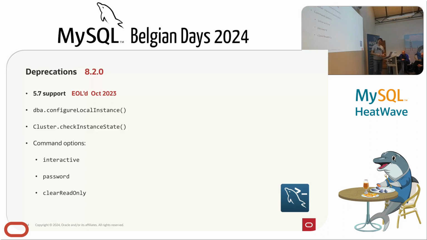In 8.2, we did some deprecations: 5.7, like I was saying, it's EOL, and a couple of commands that are useless, and some options that also became useless over time.